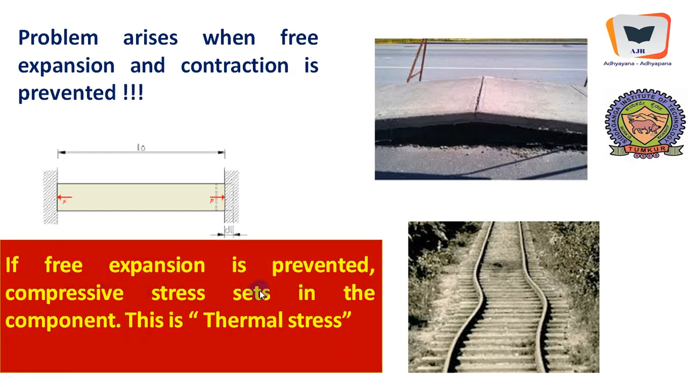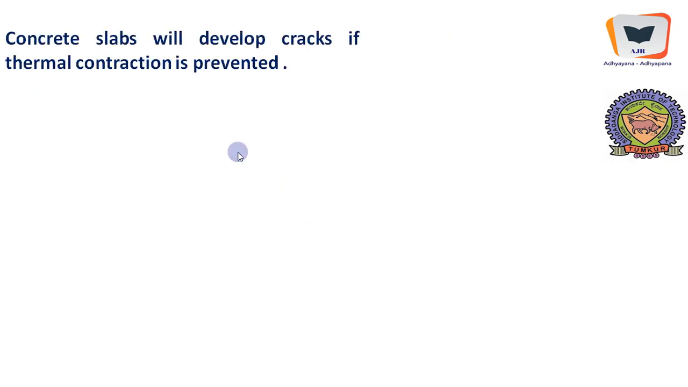If free expansion is prevented, compressive stresses set in the component. This is thermal stress. On the other hand, if free contraction is prevented during cooling, tensile stresses will set in the component. This is also thermal stress. Therefore, thermal stresses will develop over here, contrary to our expectations, by prevented strains, and this strain will happen naturally due to thermal changes or changes in the temperature.